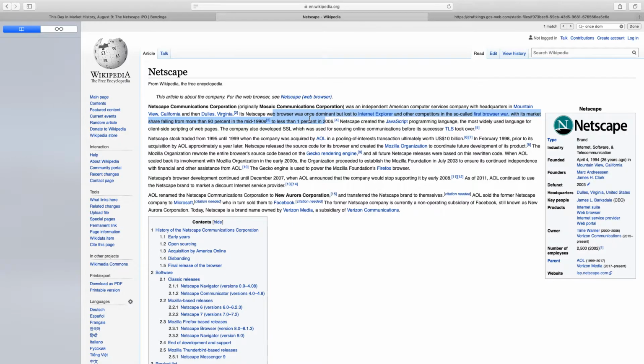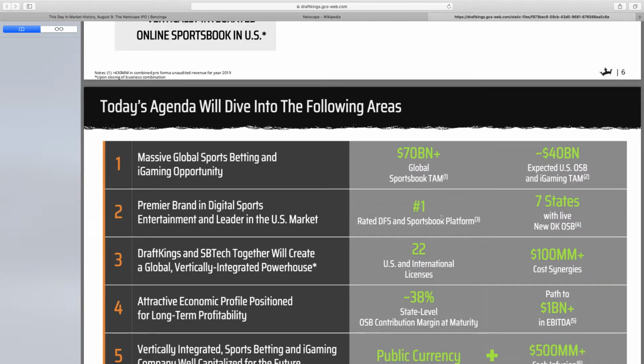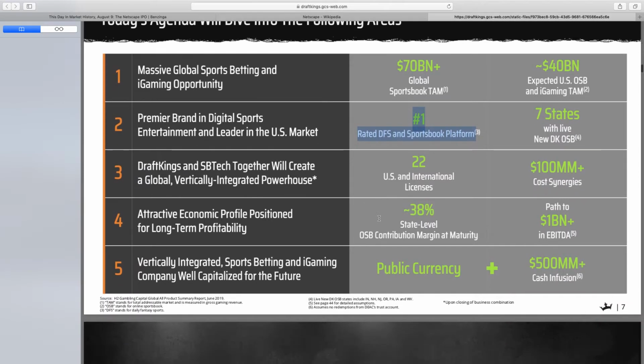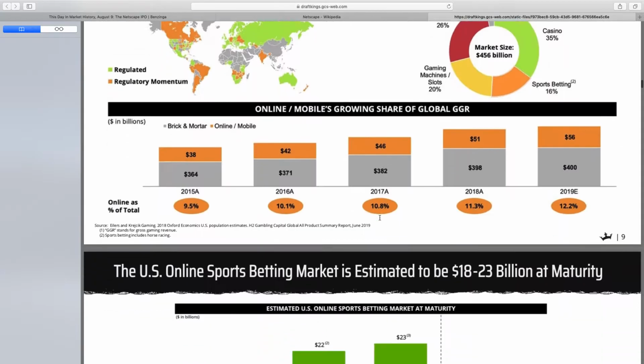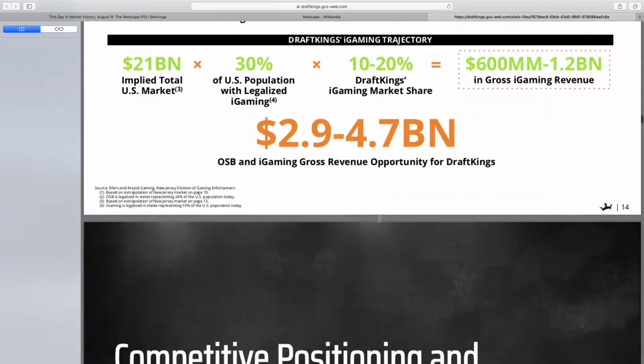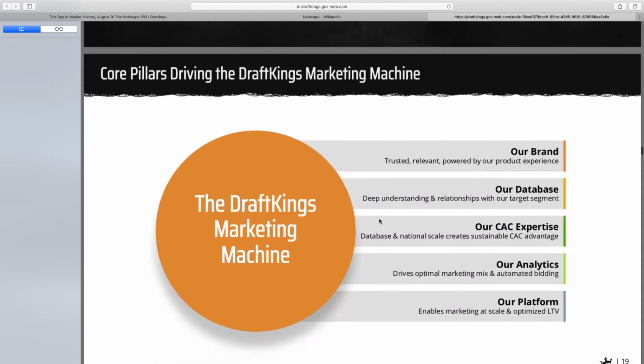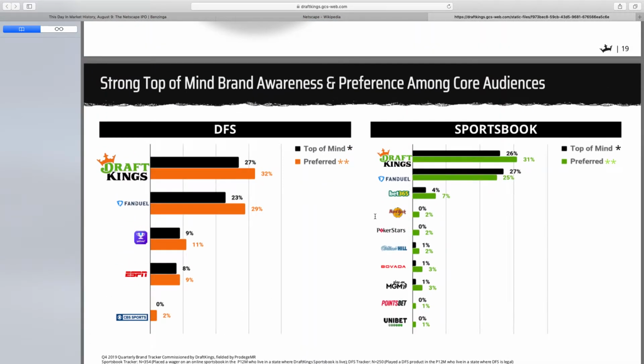So why does this matter with DraftKings versus FanDuel? DraftKings is the number one rated daily fantasy sports platform, and we're talking about sportsbooks right here, by their users. The other thing is this polling is why DraftKings is going to win out, because of top of mind. They did all these surveys: when you think of daily fantasy sports, what comes to the top of your mind? DraftKings and FanDuel come to the top here. 27% for DraftKings is top of mind, 23% for FanDuel.